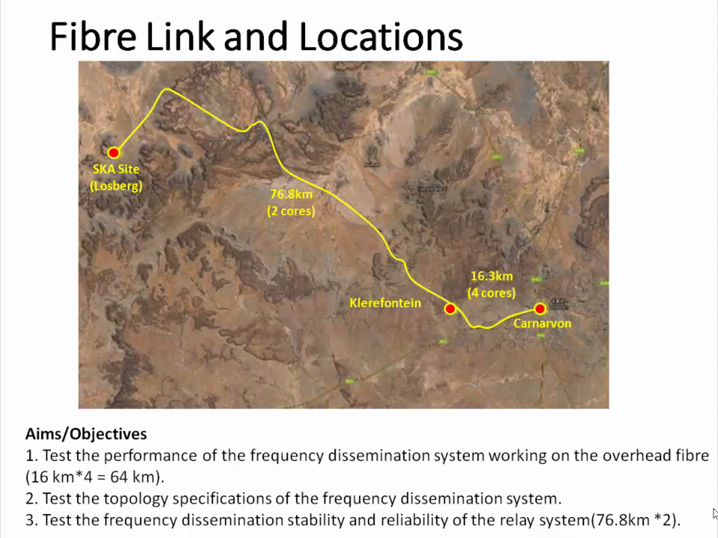And the second, we test the topological specifications of the frequency dissemination system. As I have said, in South Africa, there may be only 1 central station, but it will have thousands of telescopes. So the frequency dissemination system should be robust and support a branching network to thousands of telescopes.